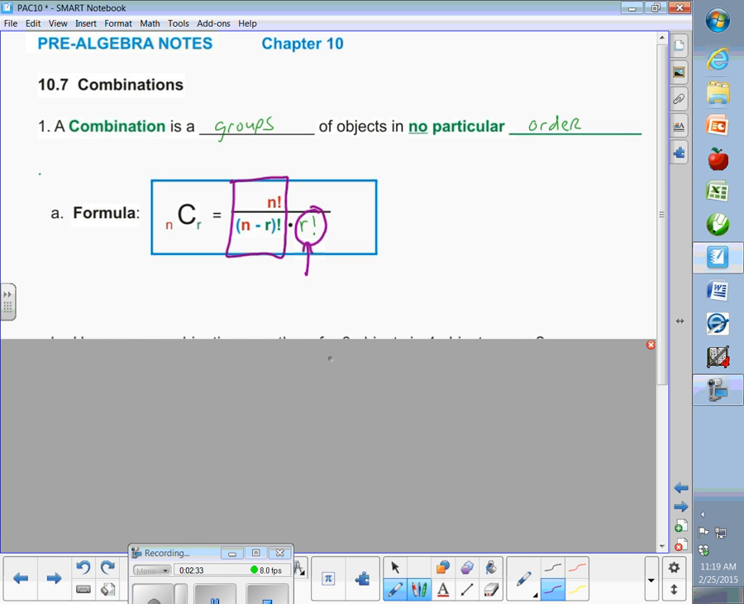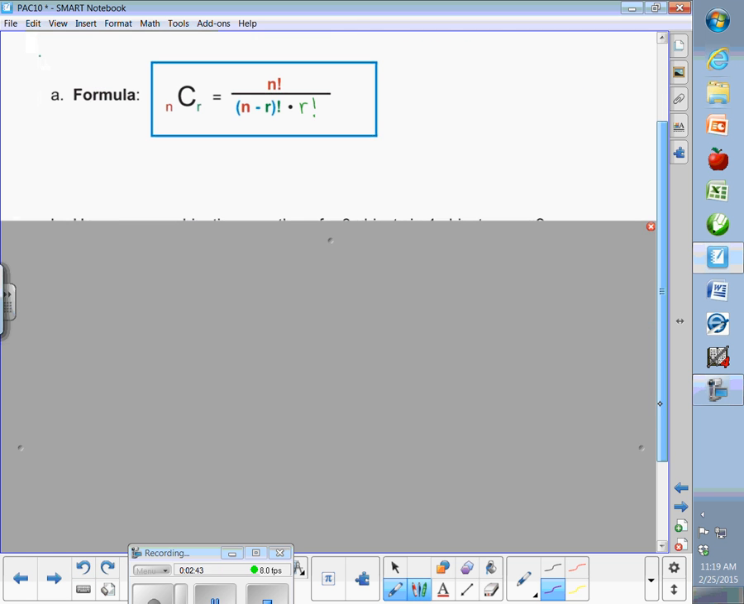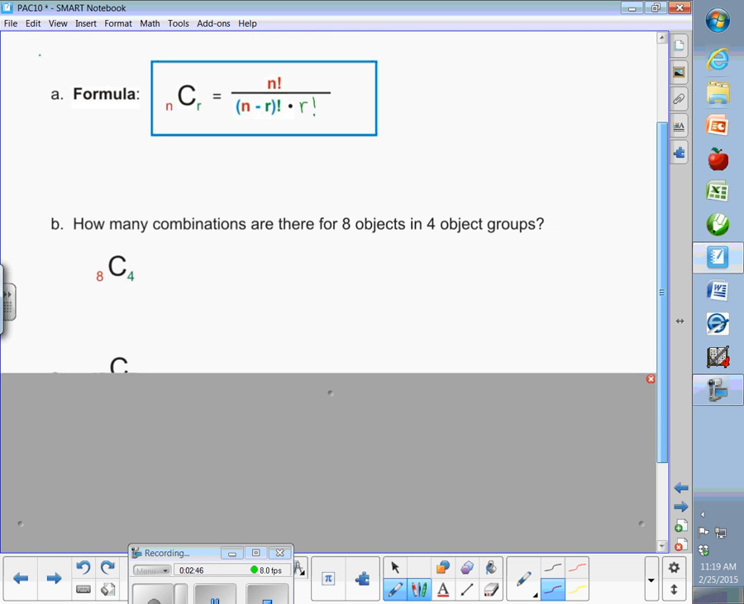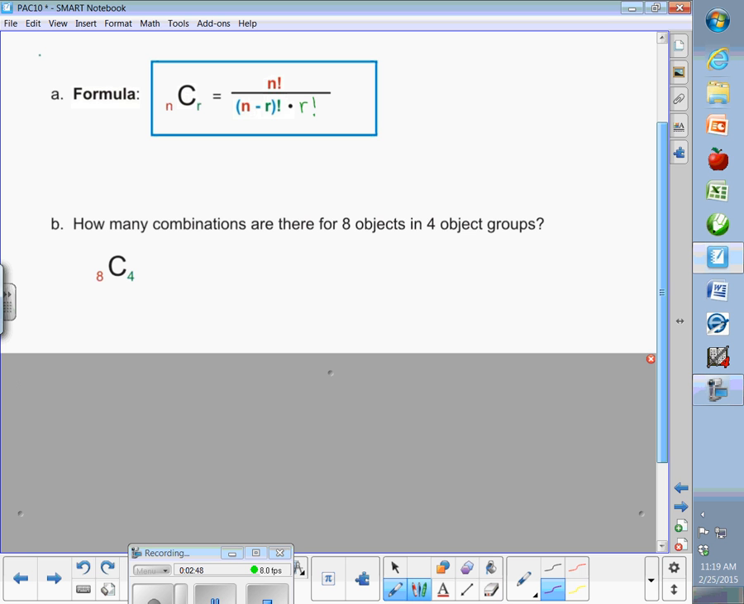By the way, you should have your calculator out. If you don't have it out right now, I'd pause the video and go ahead and get your calculator out. You're going to need it, and you're going to need to figure out how to use your calculator buttons. All right, so that's the formula we have to use. Let's go ahead and do this first example. How many combinations are there for 8 objects in 4-object groups?